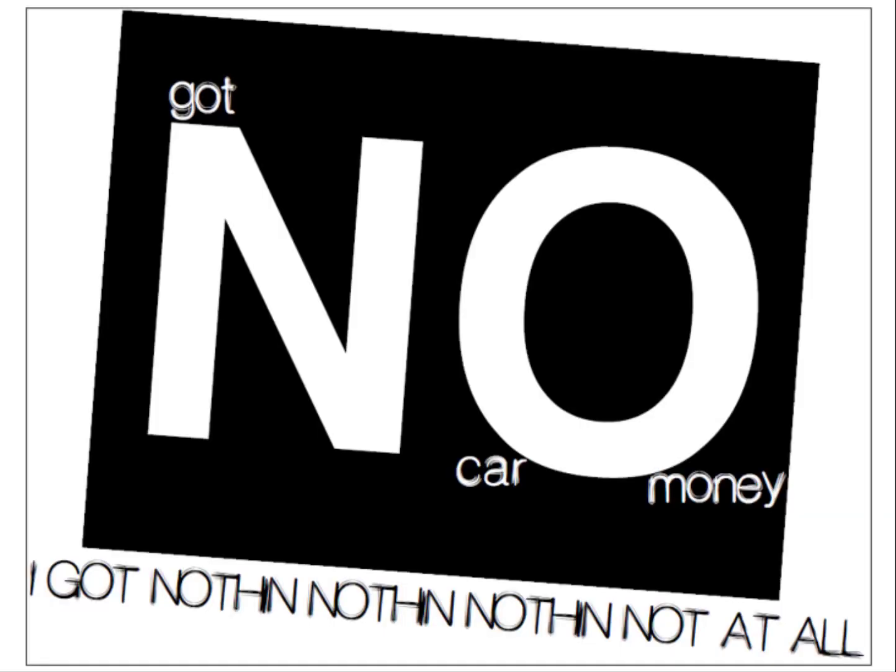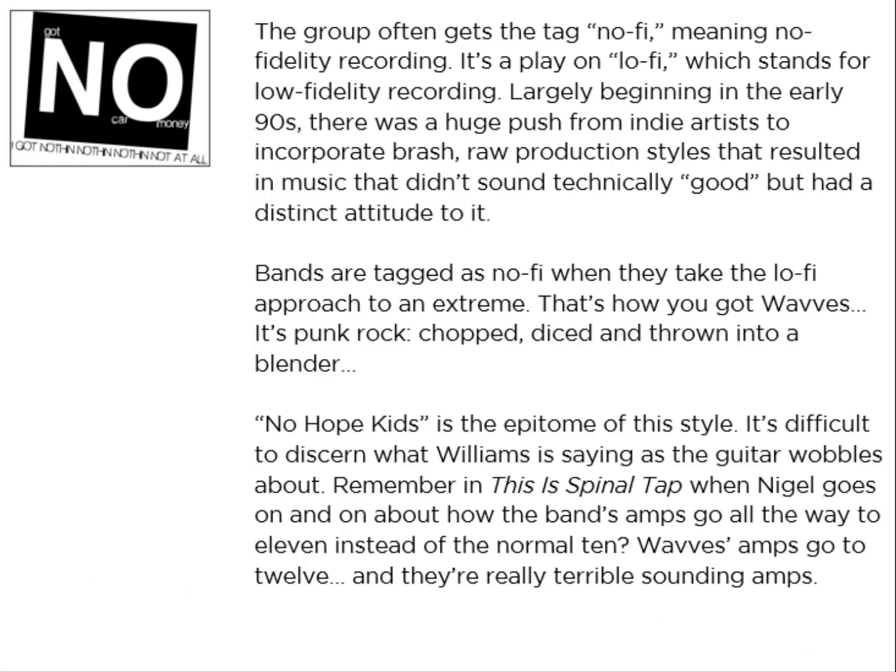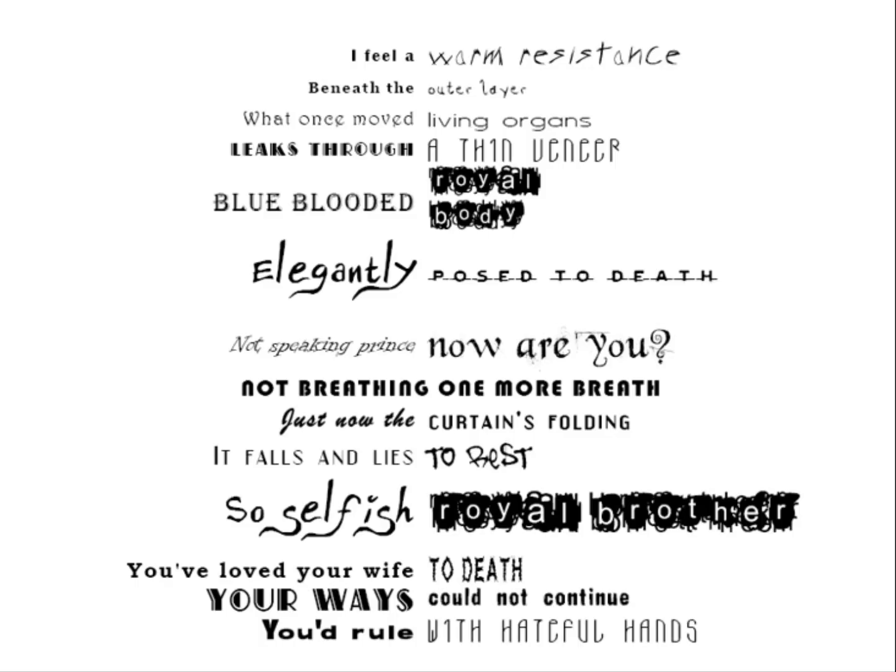So here are some student examples of the meaning of the song or poem they chose. So here's the design and the explanation. This student says this group gets classified as no-fi, even worse than lo-fi. And he says, that's how you got waves. It's punk rock, chopped, diced, and thrown into a blender. No Hope Kid is the epitome of this style.